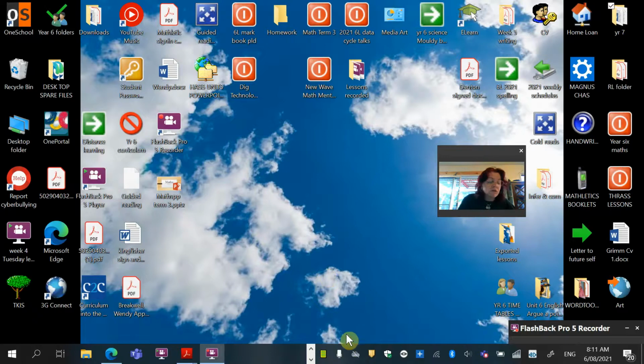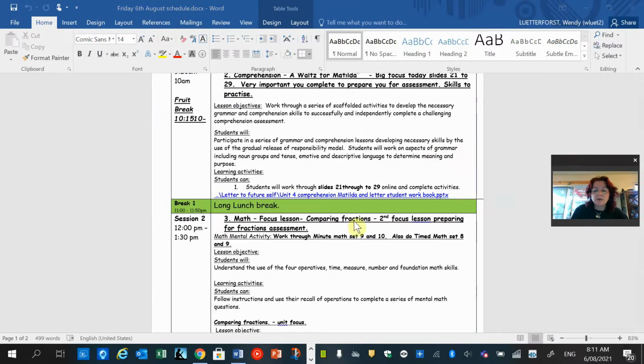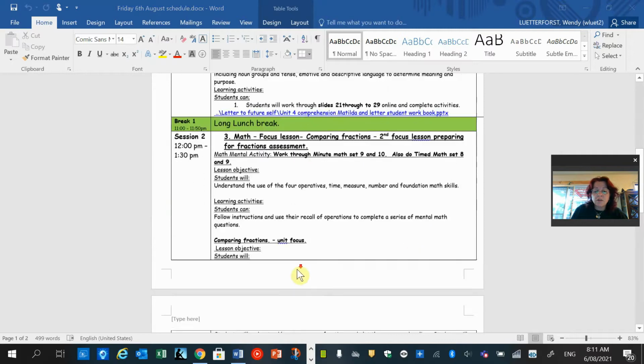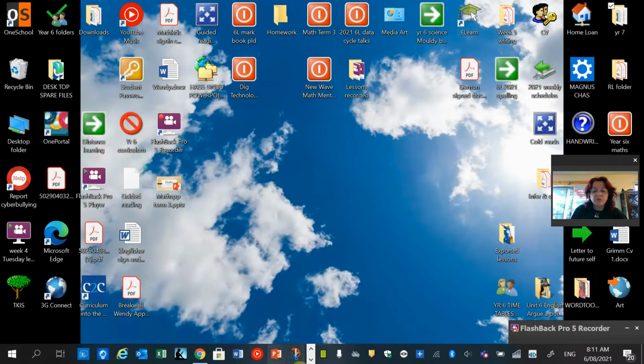Okay, so this is the maths lesson. We're going to have a bit of a strong focus on this today as well. So with the maths lesson, we're comparing fractions. What I want you to do is work through minute maths mentals 9 and 10, and also do the timed maths. We're also then going to do the fractions booklet, and we're going to do 28 all the way to 32 today, those pages. And I know they're not numbered, but just count them as you go.